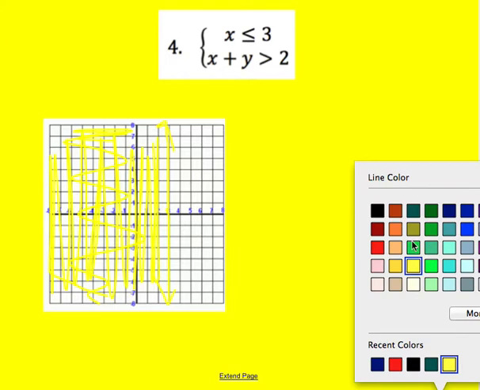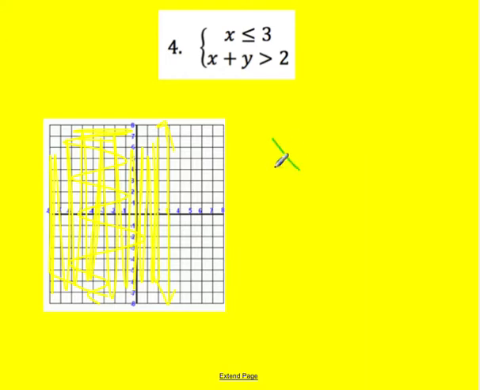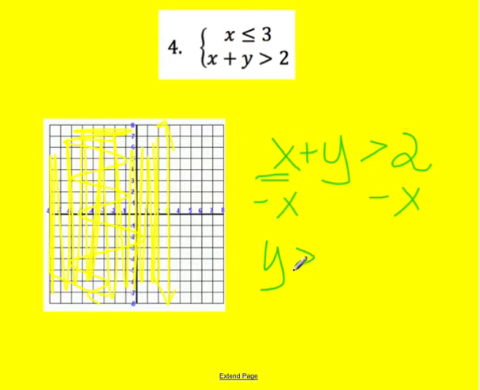Now, before we can graph the next one, we have to solve for y. So I have x plus y is greater than 2. So this is a positive x, so I need to get x over to the other side. Now it's a positive x, so I'm going to subtract x from both sides. So then I get negative x plus 2. So I'm crossing the y-axis at 2, and then I'm going down 1 over 1, and then I'm going to do a dashed line. And then the alligator is opening towards the y, so I'm going to shade up from there.